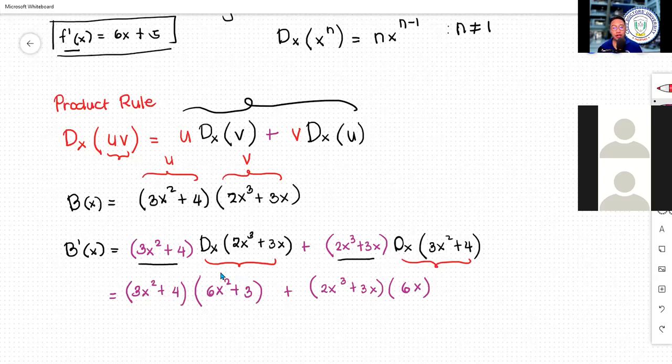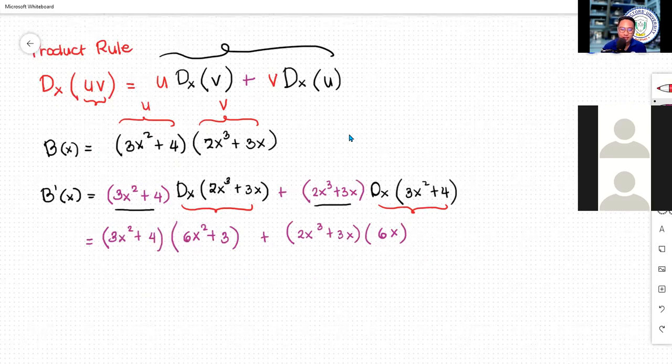So what do we do next? You just need to do your usual algebraic manipulation, guys. Distribute the terms, and if there are terms that can be combined, combine them, and then you're done. So let's work those things. We know that's going to be 18x to the power of 4, right? When you multiply 3x squared by 6x squared. And when you multiply 3x squared by 3, you would have 9x squared. Multiplying 4 by 6x squared, you have 24x squared. And then multiplying 4 by 3, you have 12.